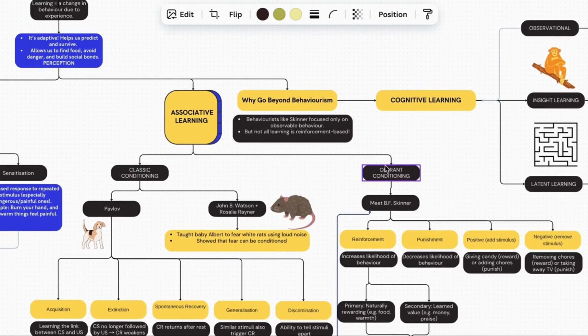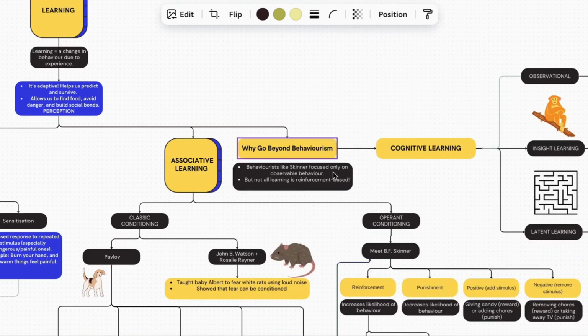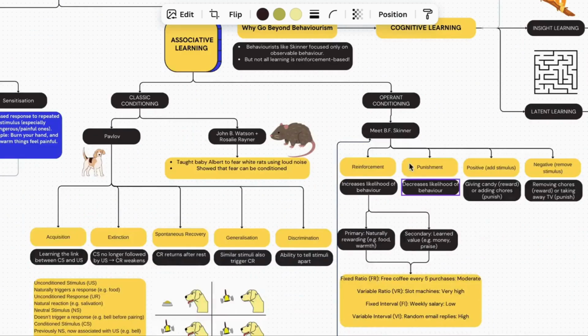Then we learn about John B. Watson and Rosalie Rayner. They taught baby Albert to fear rats using a loud noise, which showed that fear can be conditioned. That is not ethical these days, but it was a very interesting experiment. Now we're going to go to what happens beyond classical conditioning.